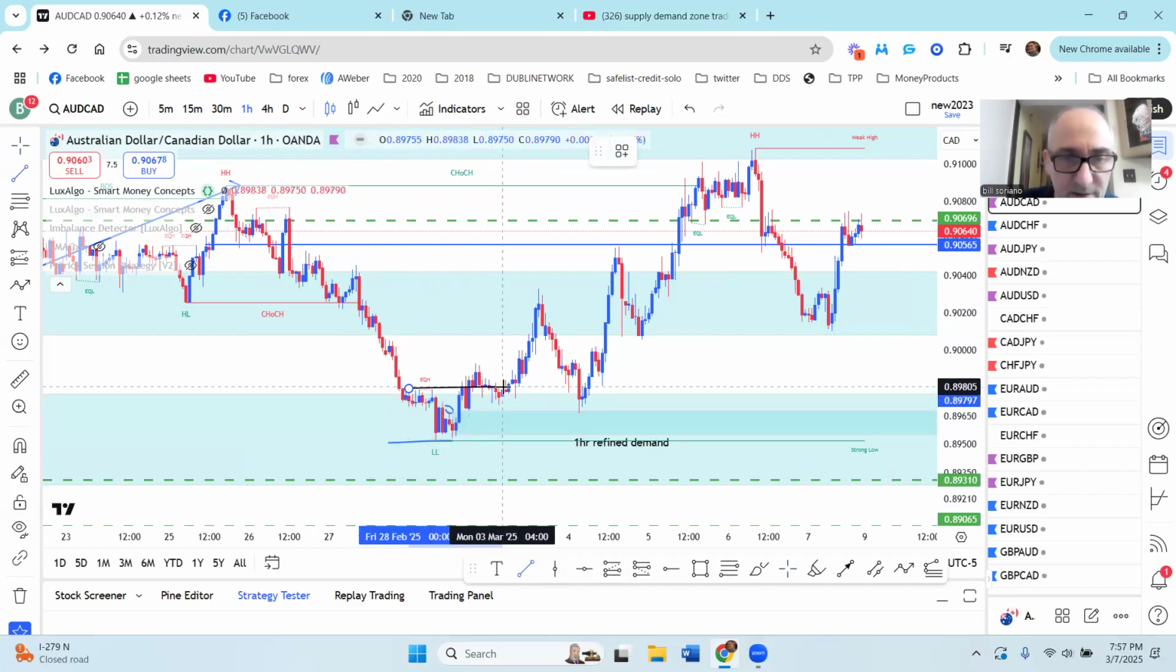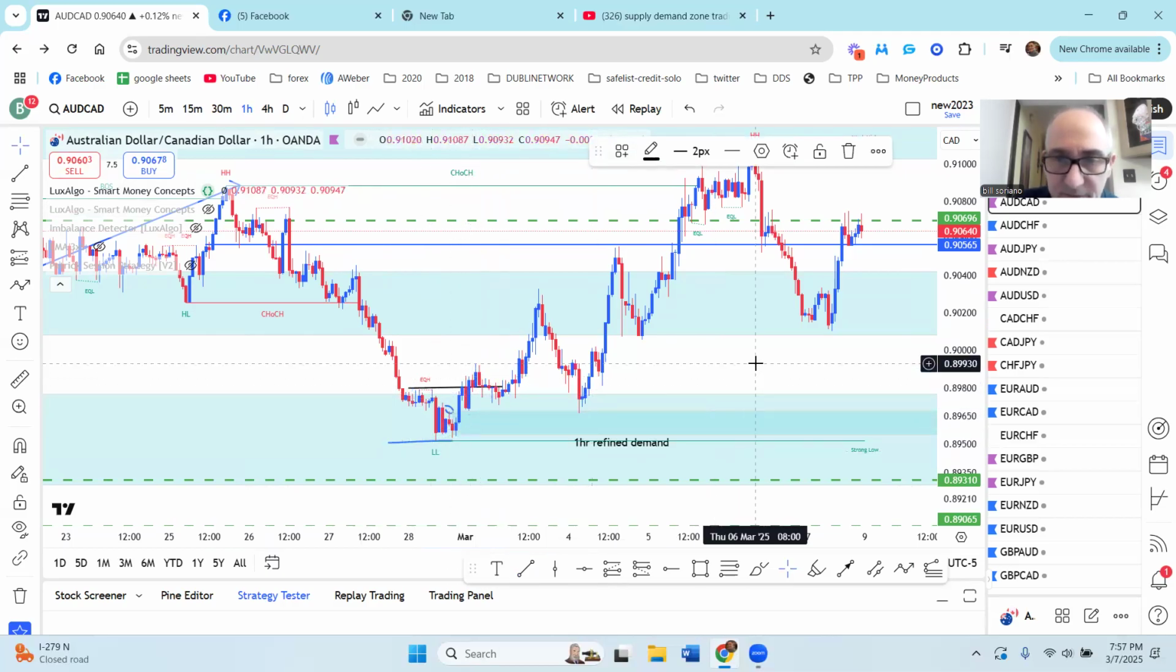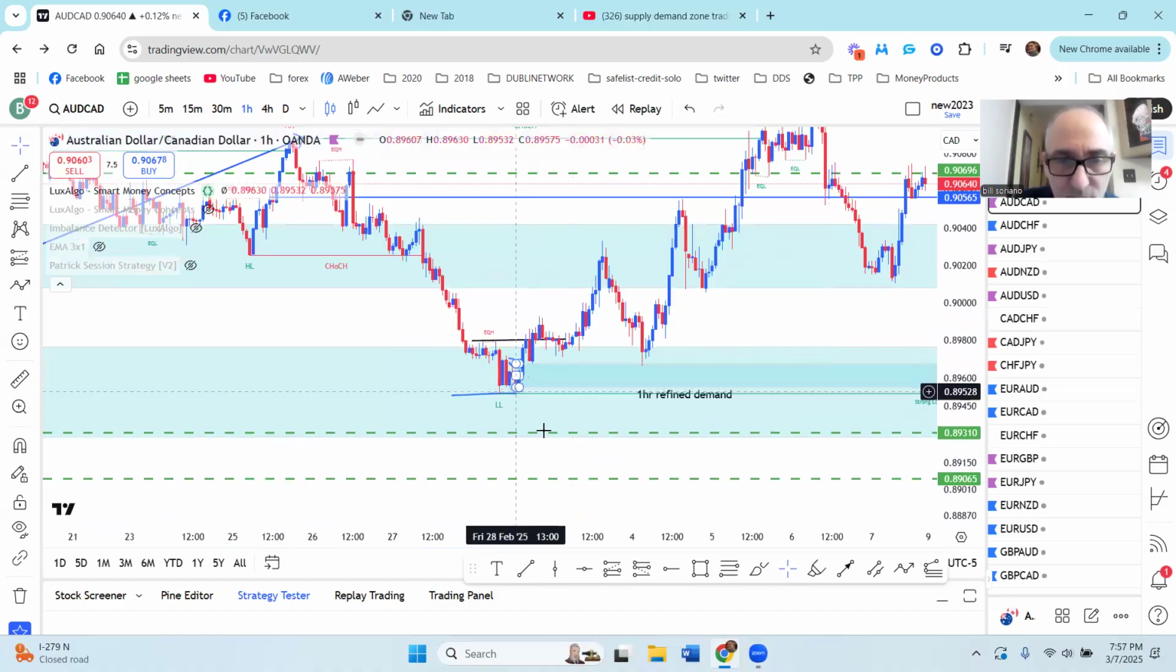These highs here. You get a candle to close above there, and then you can identify this refined supply zone right here on the 1 hour time frame. Okay, and that's kind of with this candle right here.